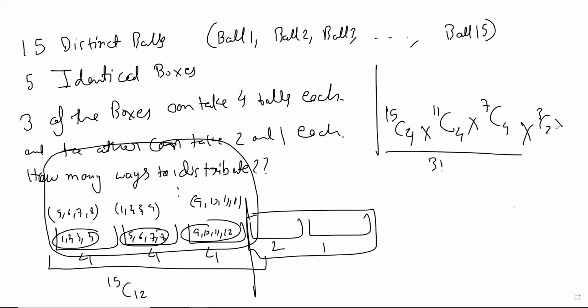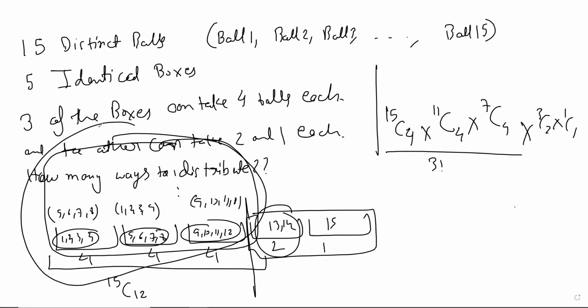3 choose 2, and 1 choose 1. Here we don't have to divide because these are already different. If this has 13 and 14 and this has 15, then I cannot shuffle this, because this needs 2 balls. So I'm not overcounting if I just multiply, because I cannot identify 2 different distributions. I cannot collapse 2 different distributions like I did here. 6 different became the same because I could permute, because sizes were the same.